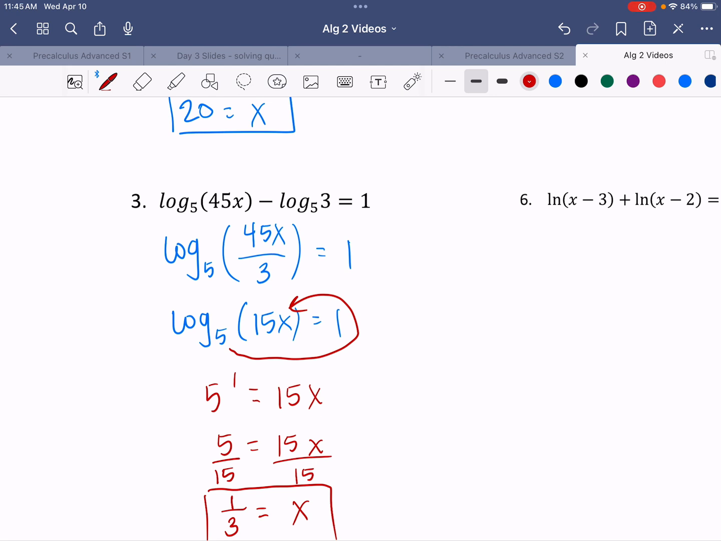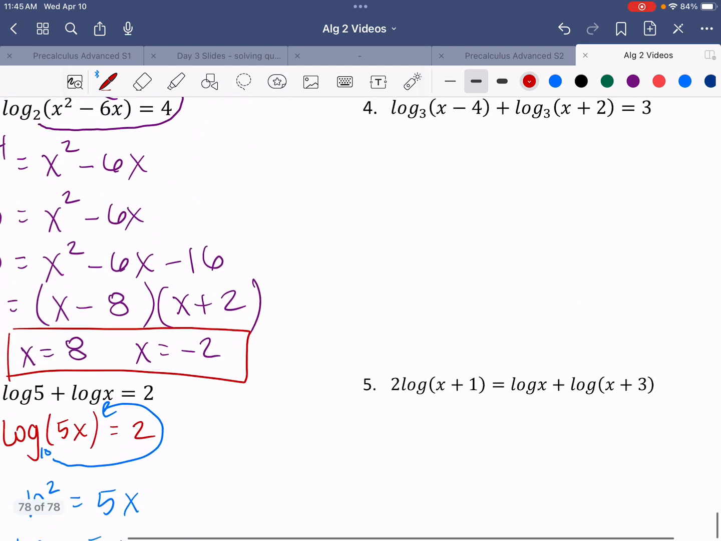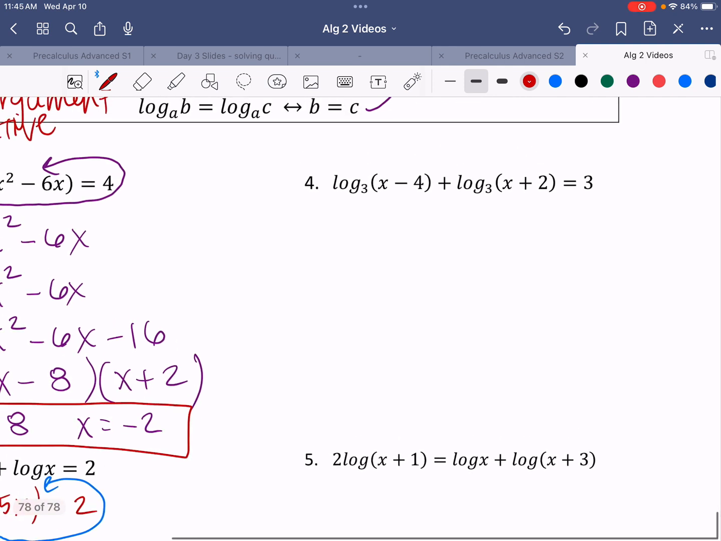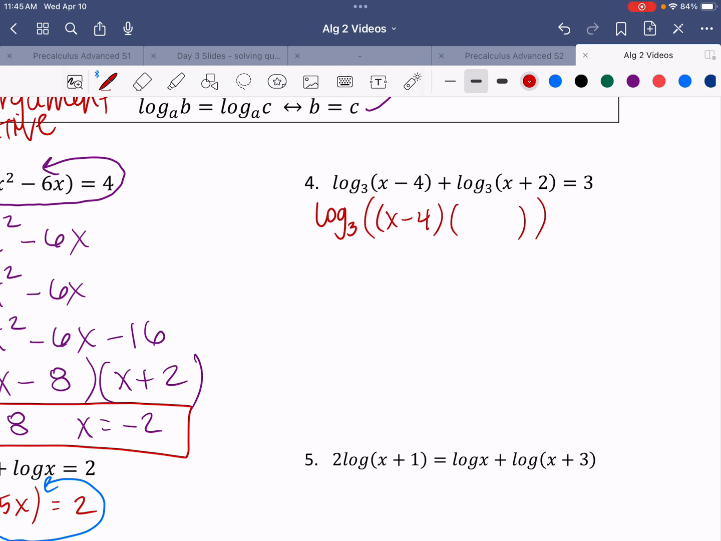Okay, let's move on to the right side. I can tell this one's a little different because I start seeing more logs. So number 4, we have the log base 3 of x minus 4 plus the log base 3 of x plus 2. And I need to combine these as well. And I'll be careful here. I'm taking x minus 4, and it's going to multiply by x plus 2. So we are going to have to FOIL out, multiply out this expression and rewrite as well.